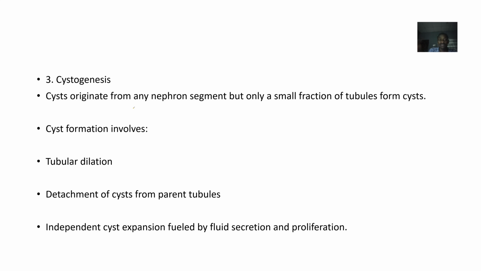Then we also have cystogenesis, where there's now what? The development of cysts, which originate from the nephron segment. Only a small fraction of tubules will form cysts. So cyst formation involves tubular dilation, detachment of the cyst from the parent tubule, and independent cyst expansion, which is fueled by fluid secretion and proliferation.